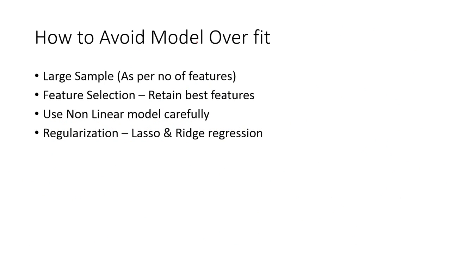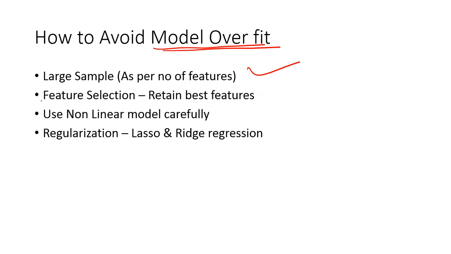So how do we avoid model overfitting? What should we do to ensure that the model is not overfit? We should ensure that we have a large sample. If we have a large number of features or independent variables, we should take a large sample. We should only take the best set of independent variables which are helping us to predict the dependent variable.